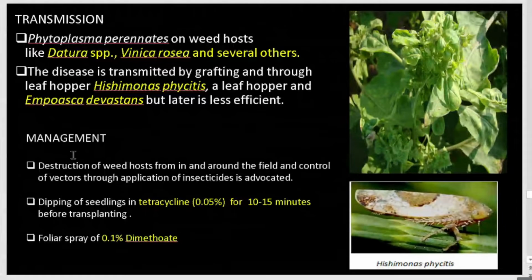For areas with this problem, we also recommend seedling dip in tetracycline. We recommend dipping the entire seedling in the tetracycline solution for 10 to 15 minutes, at the rate of 0.05%. That means 0.5 gram per ml, which makes it 500 ppm.